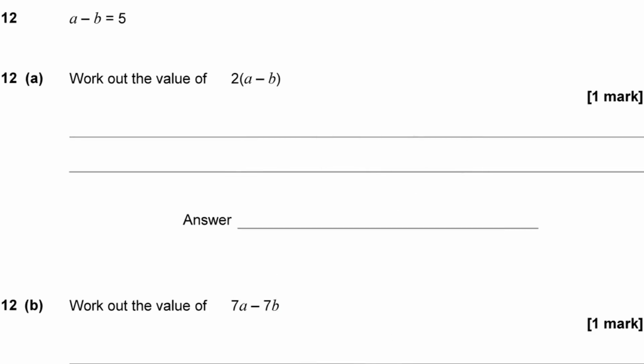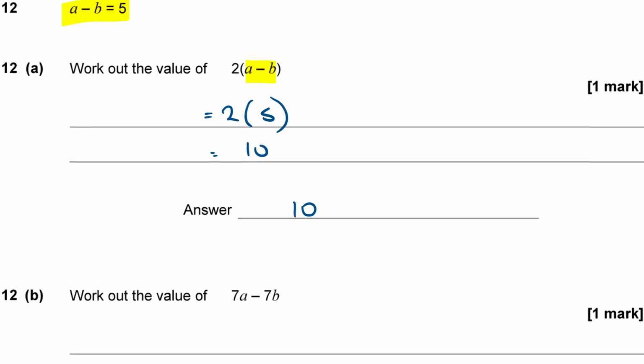Question 12. A minus B is equal to 5. Part A says work out the value of 2 lots of A minus B. Now note that we don't know what A and B are, but we do know that A subtract B is 5. It's given here. So if A minus B is equal to 5, I can replace this A minus B in here with the value of A minus B, which is 5. So in other words, I've got 2 lots of 5 here, and 2 lots of 5 is just 2 times 5, which is 10.